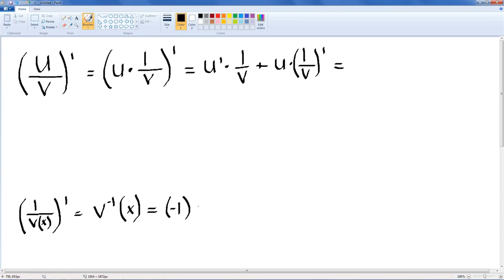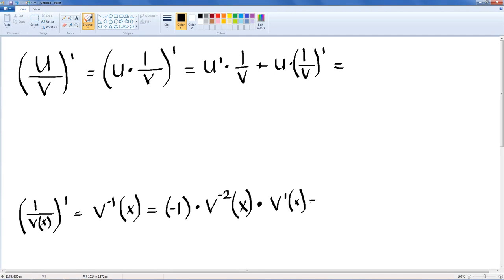we just use basically the power rule. And so it's going to be minus 1 times v to the power of minus 2 of x. But don't forget that v is a function, right? So we have to use the chain rule here and multiply this by v prime, because v is a function.